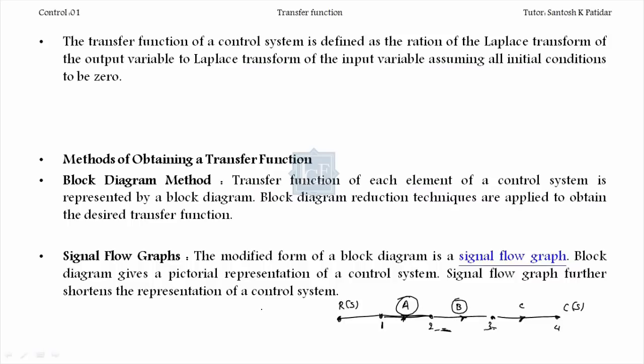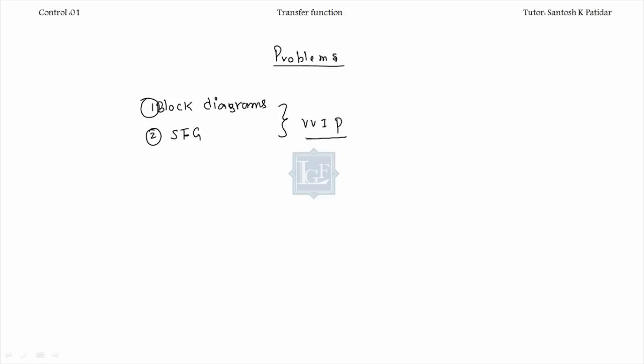So this is all about today's lecture. This was the theory part. From the next part onwards, we'll start the problems. In the next class, we'll discuss block diagrams and the signal flow graph. These two are very, very important as per the GATE exam, because every year you get one question, either from block diagram or SFG, and they ask you to find the transfer function. Okay, friends.